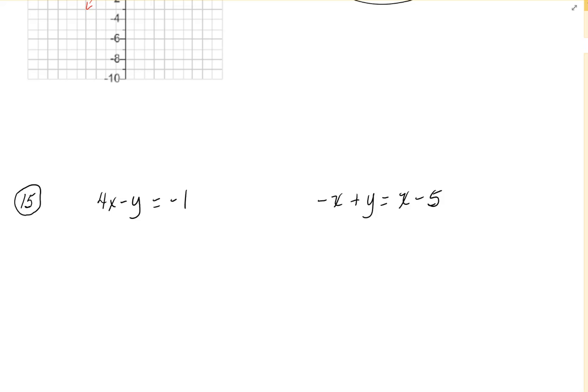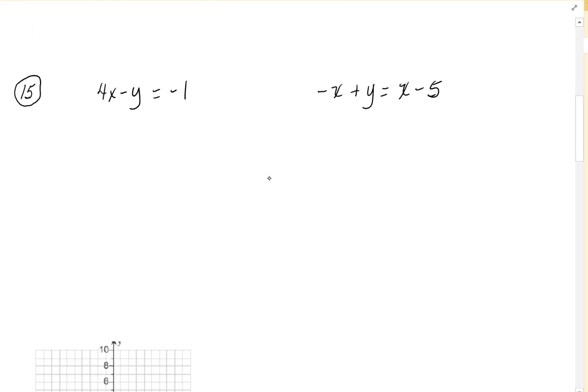All right, number 15, neither equation is in slope-intercept form, but I know in some of your previous assignments you've had to modify things to get them in slope-intercept form. So what I'm going to do to the first equation is solve it for y. The first thing I'm going to do is subtract 4x from both sides. That gives me negative y is equal to negative 4x minus 1. The coefficient of y is negative 1, so I will divide everything by negative 1. And I get y is equal to positive 4x plus 1.